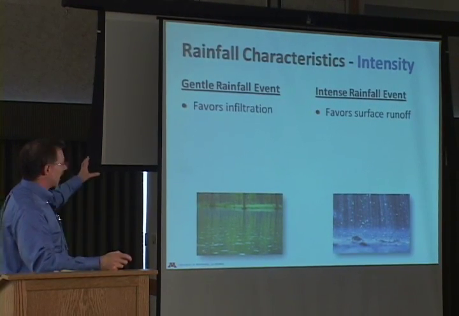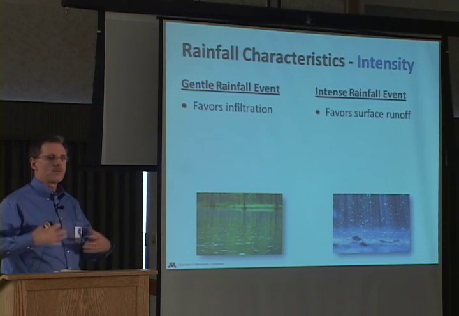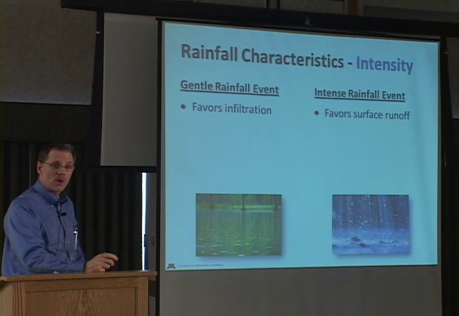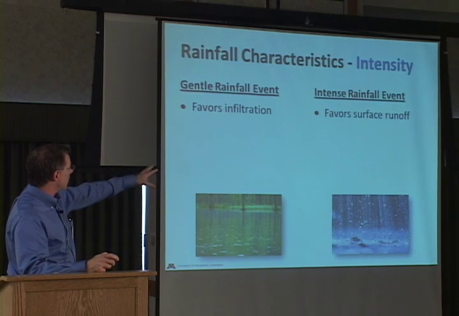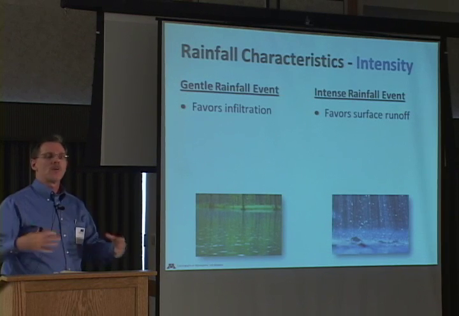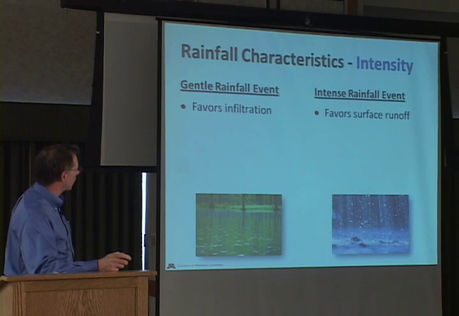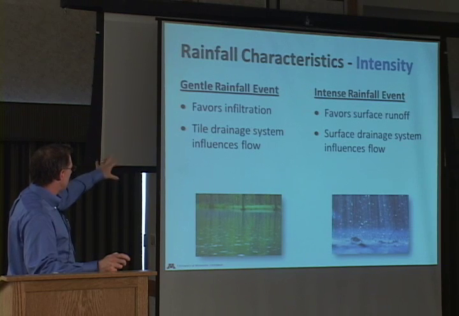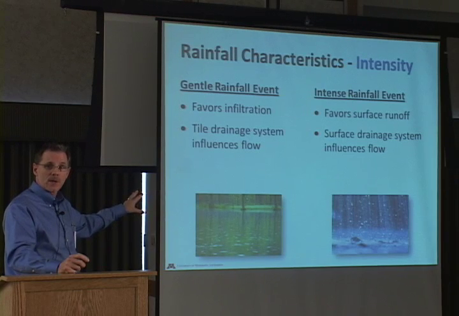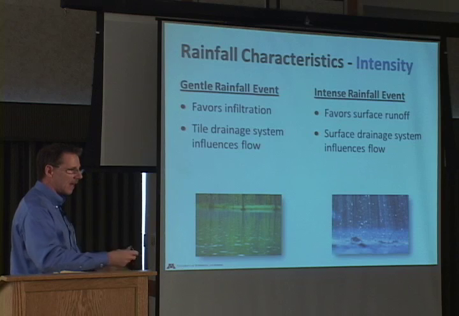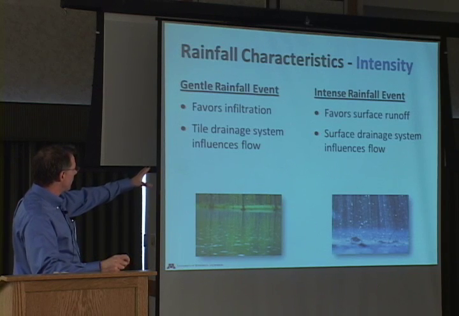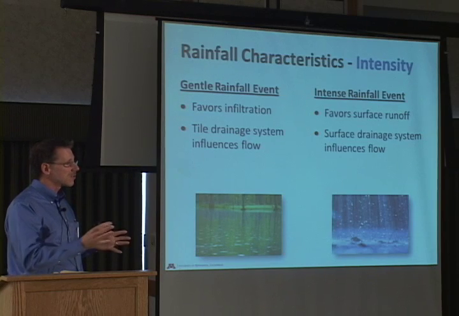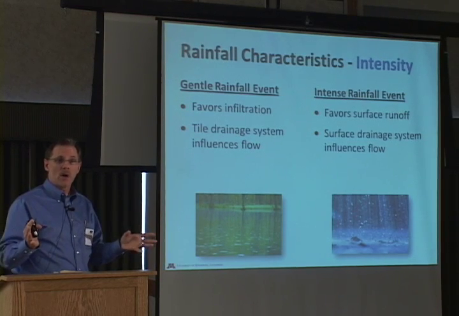In a gentle rainfall event, it favors infiltration. Rain comes gently at rates lower than the infiltration rates of our soil, so that water can get into the ground. An intense rainfall event favors surface runoff. The rainfall comes faster than it can soak into the ground, and we lose it by surface runoff. In a gentle rainfall event, the tile drainage system is going to influence the flow of that system. Most of that water is going to get into the ground and through the tile. For the intensive rainfall event, even though the tile system is there, the water never has a chance to get there. So the surface drainage features on the landscape are controlling what's going on in terms of hydrology.